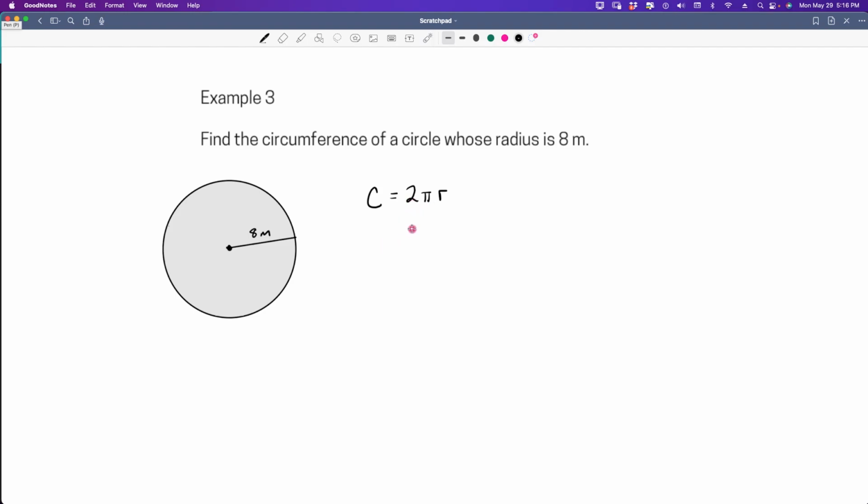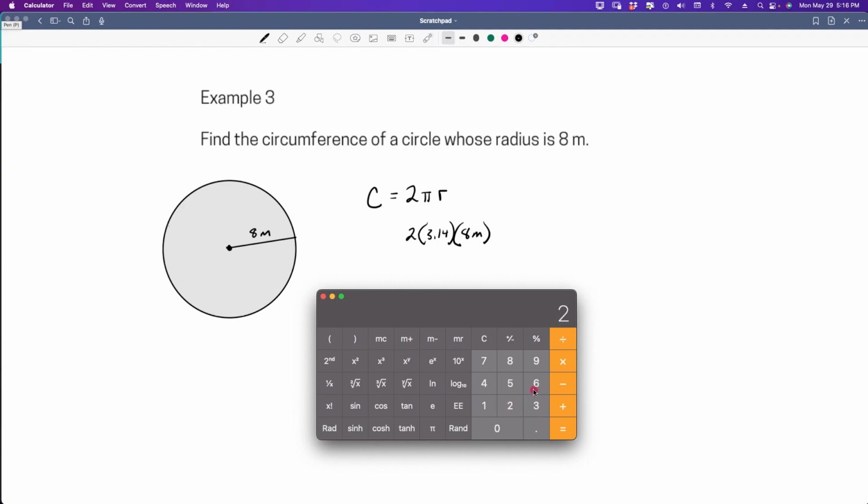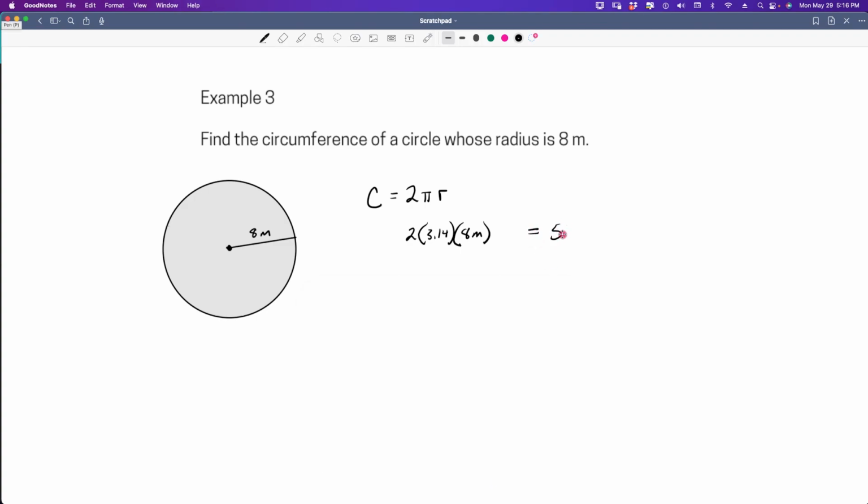So I know that that's going to be 2 times 3.14 times 8 meters. So I could just put all that in the calculator. There's no reason not to. So let's do 2 times 3.14 times 8. That's 50.24. So 50.24 meters is the length of my circumference around this circle.